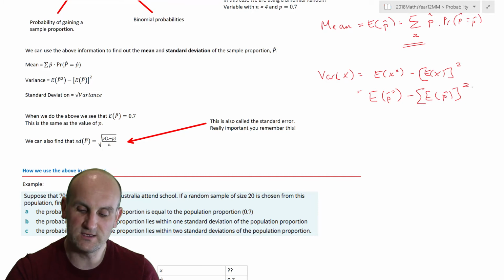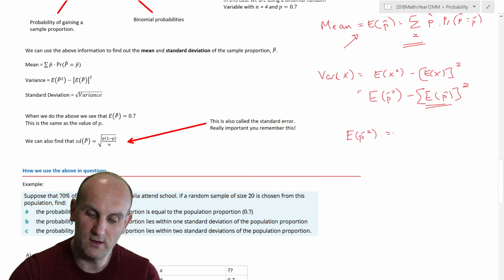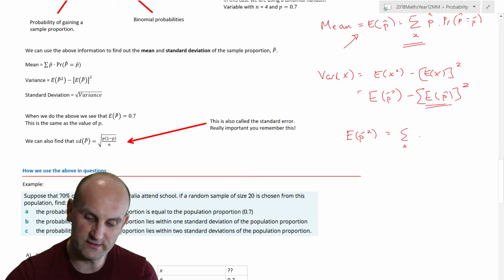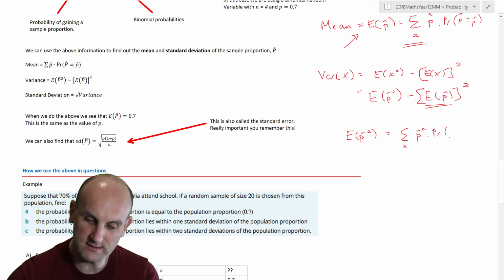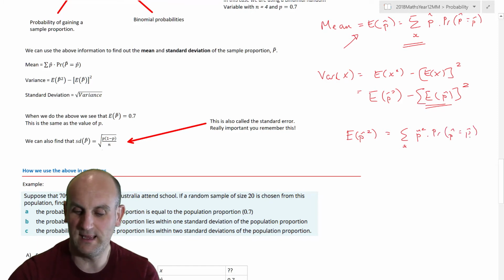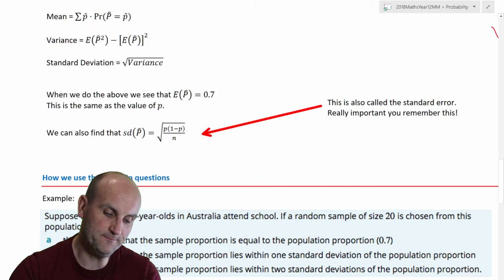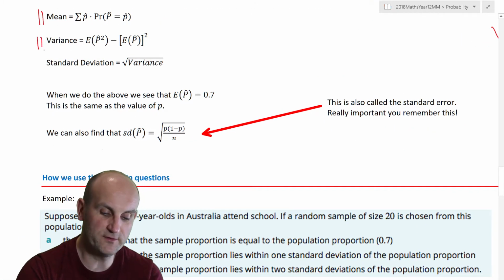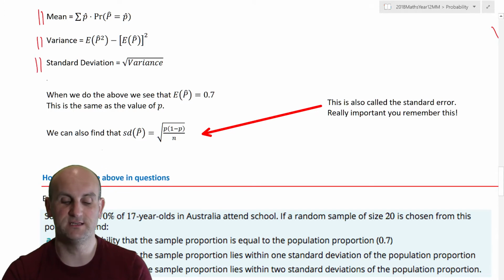But in the same way as we already have this value here when we work out the mean, we can use the same theory to find out that the E of p hat squared would be equal to the sum of p hat squared times the probability of P hat equals p hat. Okay, so there's the formula for the mean. There's the formula for the variance. And we know, as is standard, that our standard deviation is given by the square root of the variance.